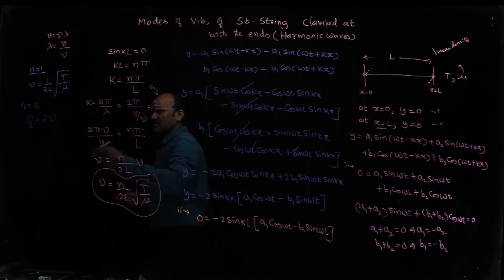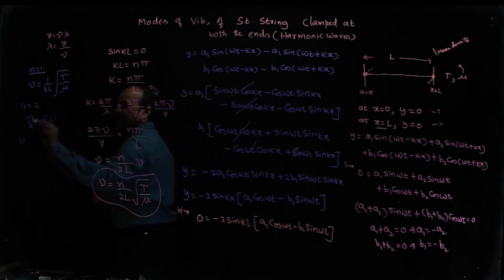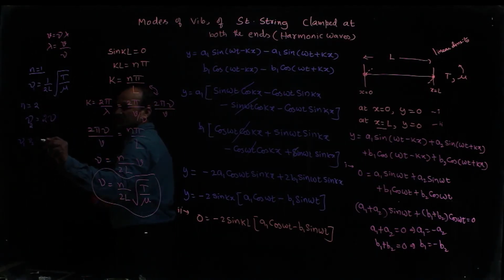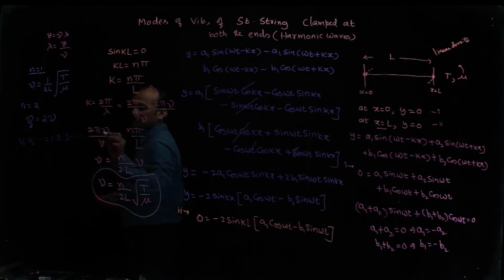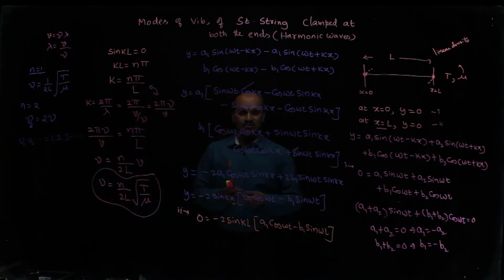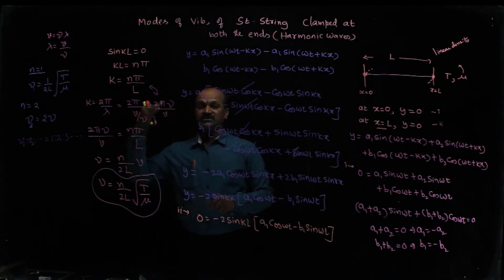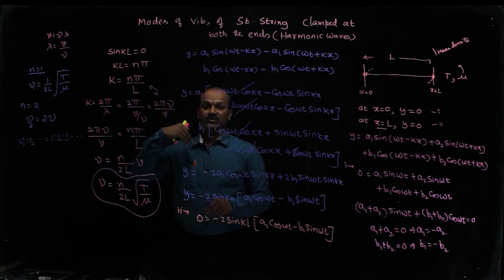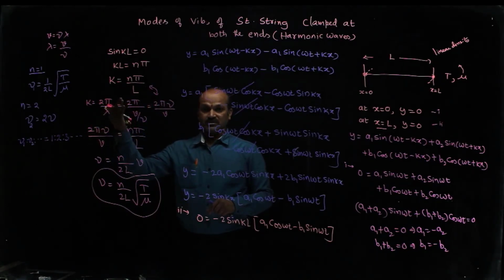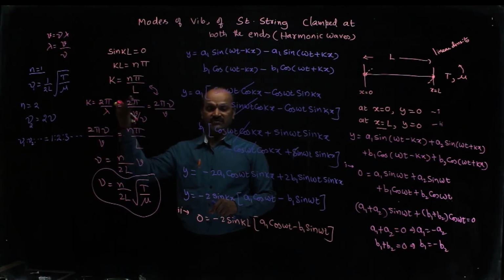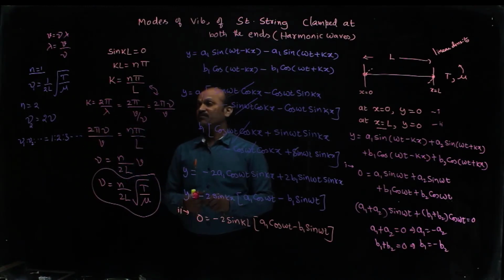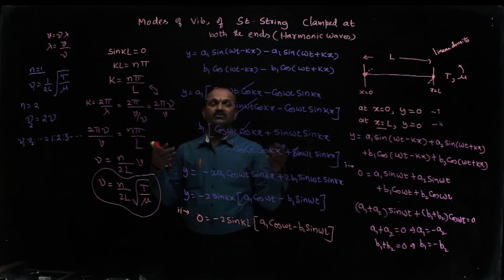In a similar manner, we can write nu 1, nu 2, and so on: 1 nu, 2 nu, 3 nu. These are the harmonic waves. Their frequencies, different modes or overtone frequencies, fundamental frequency and overtones, these things are related to this.